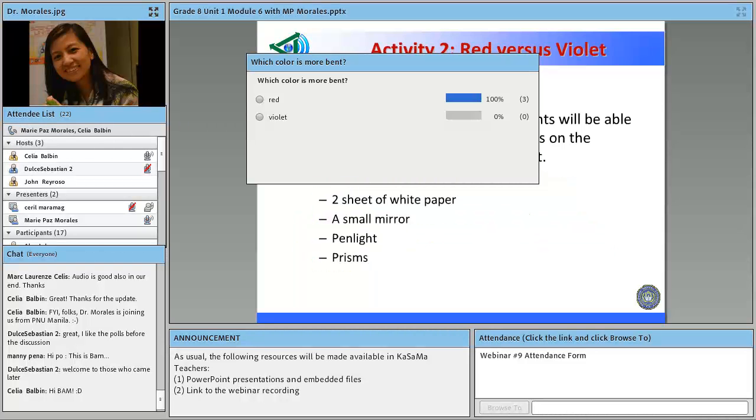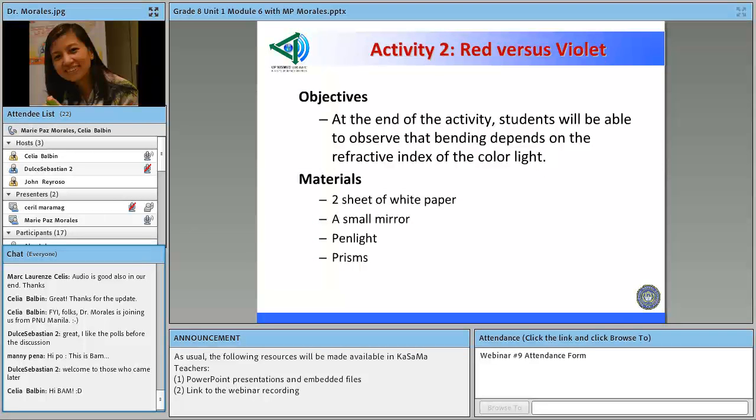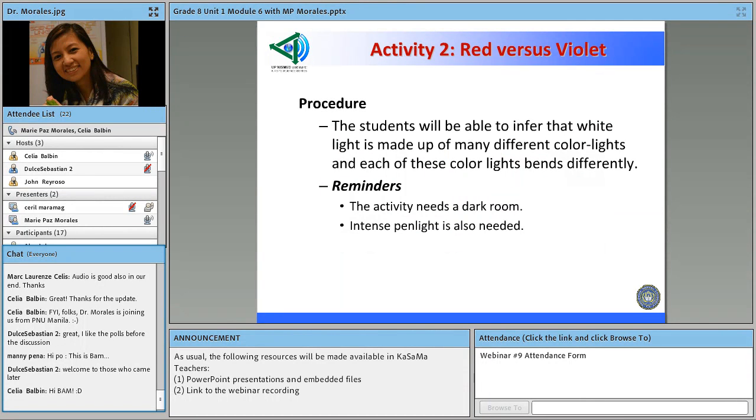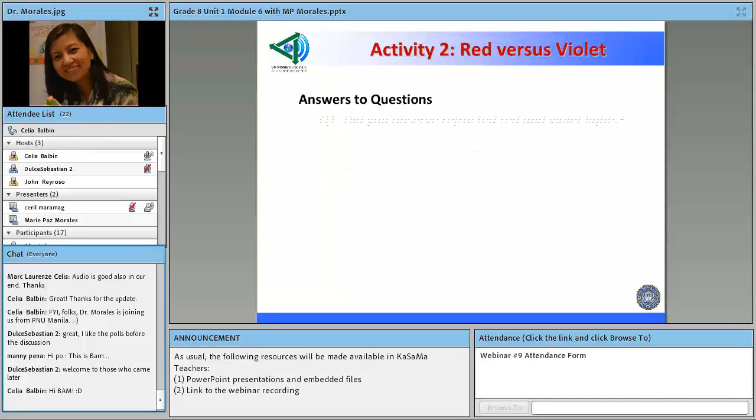So moving on, that will be for activity number two entitled Red versus Violet. We would want our students to be able to observe that bending depends on the refractive index of the color light. So these are the different materials. This is the setup. You can use two prisms. Of course, one requirement is that this should be done in a dark room. Pag hindi ho dark, ito po yung output sa left. Kapag dark, kitang-kita po yung mga color lights. And so, an intense pen light is also needed for this activity.